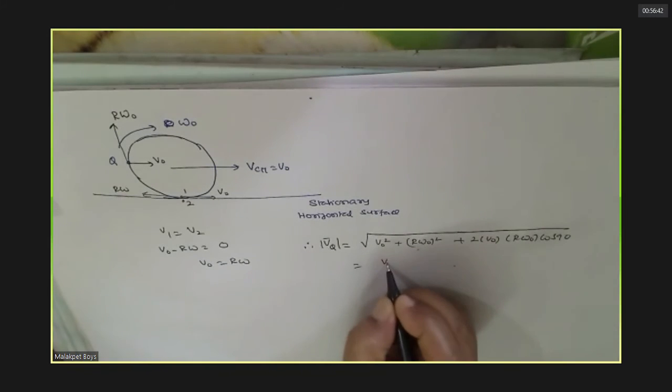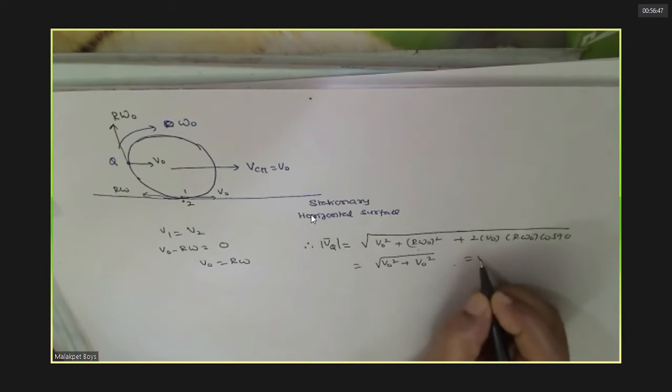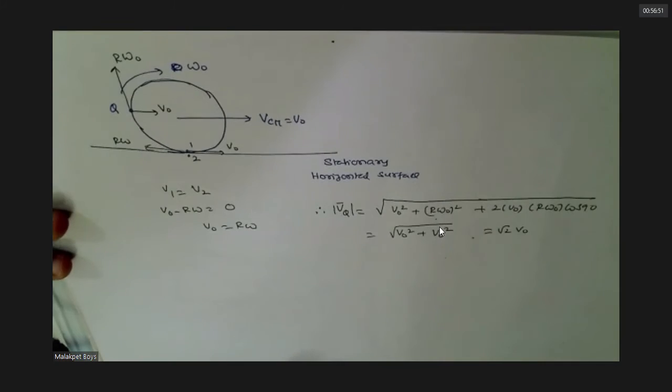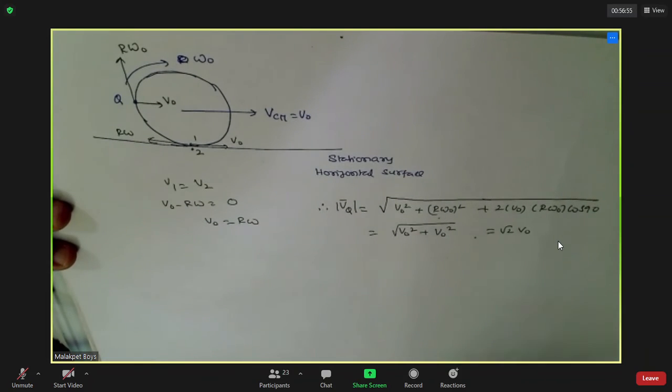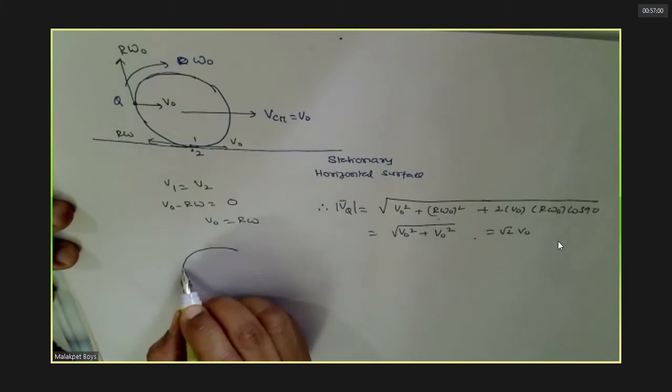Anyhow, this is 0. V naught square plus V naught square. How much does it come to? Root 2 V naught. Do you agree with this? Yes, sir. Now let us do the same problem by considering which point is at rest.